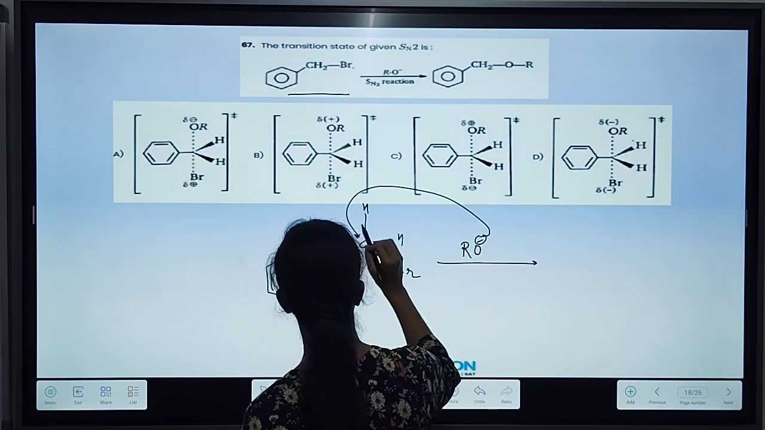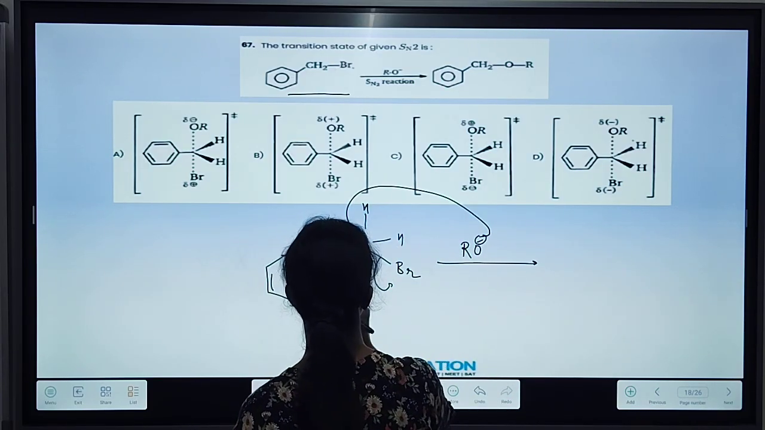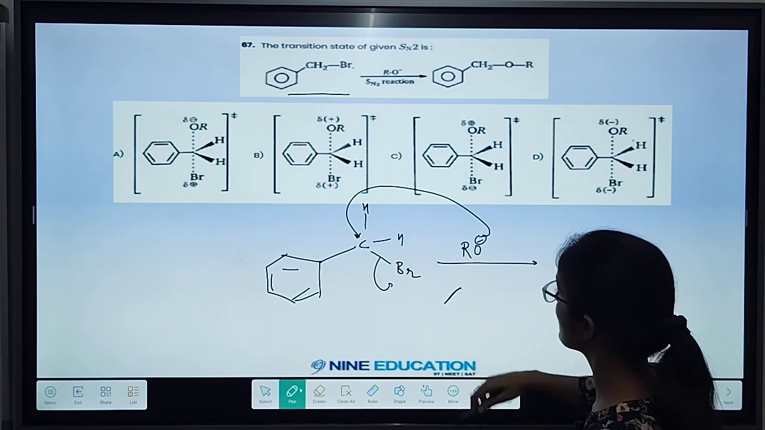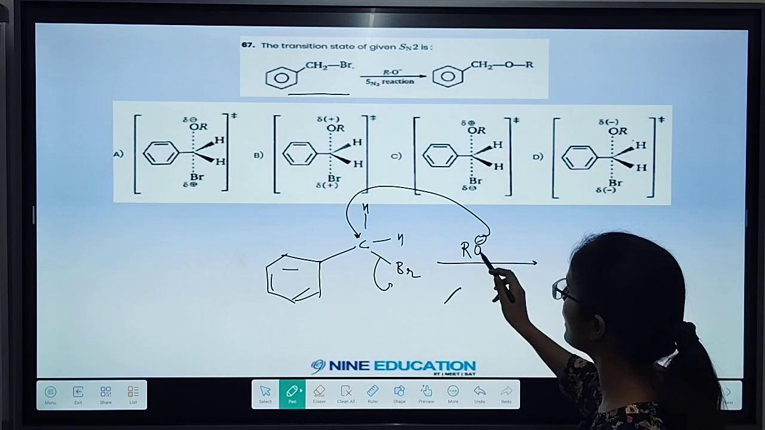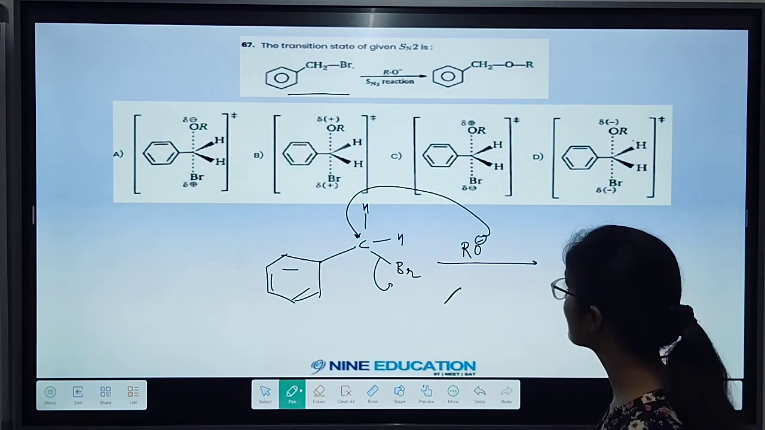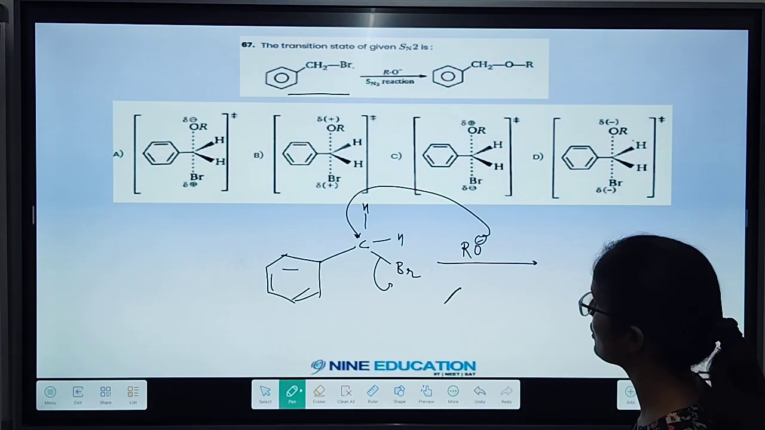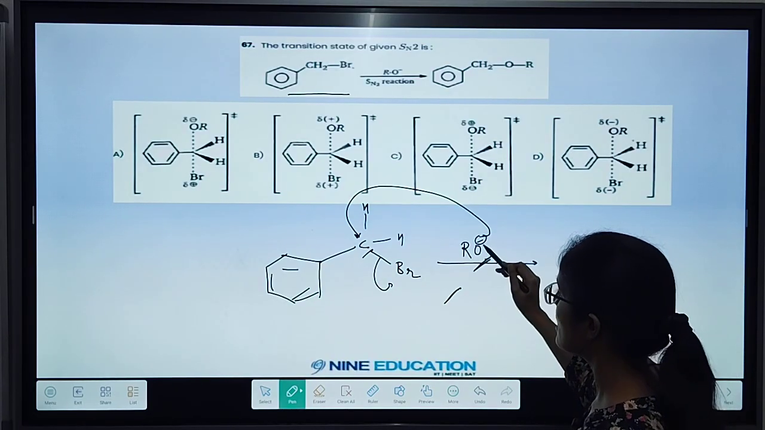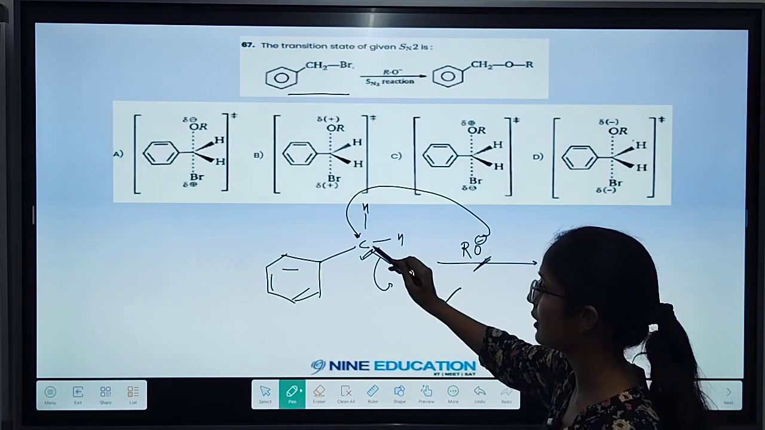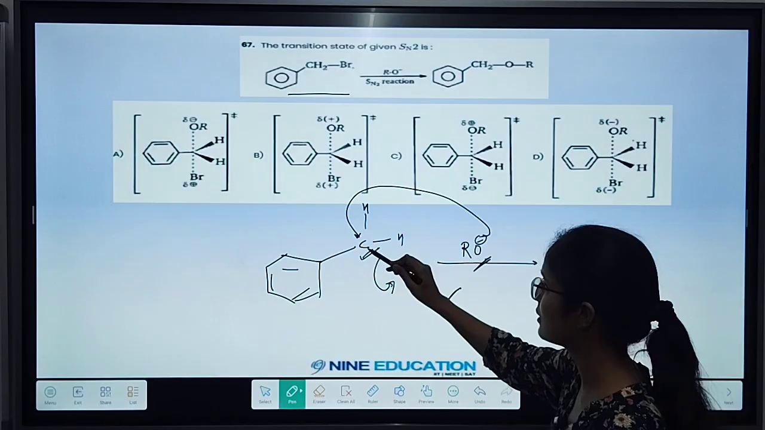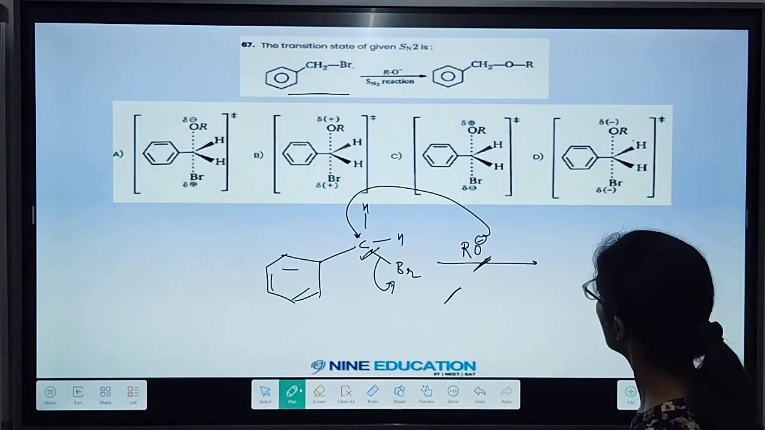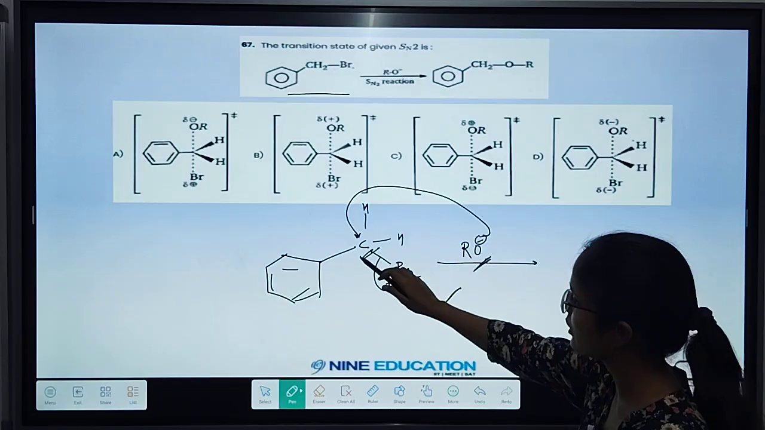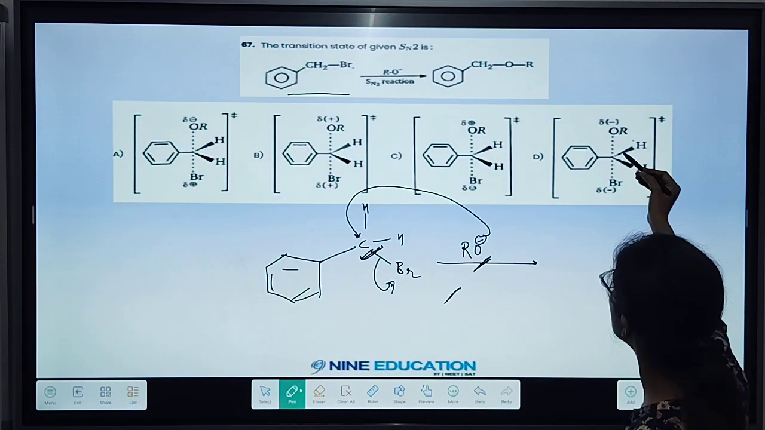So RO minus will come from the back side and the carbon-bromine bond will be releasing. So in this case we will be getting a transition state, and in the final product RO negative will be replacing the bromine on this carbon. When we talk about the transition state, it will be penta-coordinated, because in an SN2 reaction, as the RO negative comes and attacks the carbon, simultaneously the carbon-bromine bond will be breaking. Ultimately your OR minus will start giving its electron to the carbon, so this bond will be partially formed.